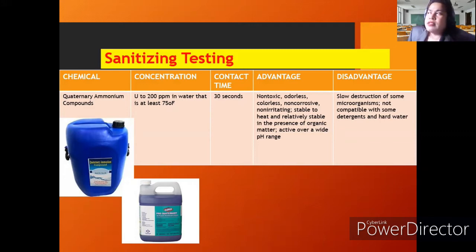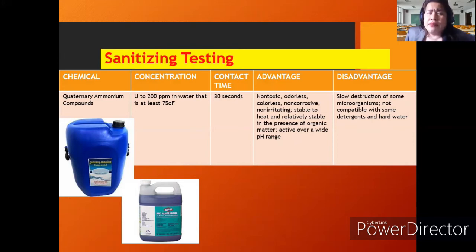But then again, still meron pa rin siyang disadvantage. The disadvantage of using quaternary ammonium compounds as a chemical sanitizer, so it's slow destruction of some microorganisms. So not compatible with some detergents and hard water. So again, medyo mabagal siya when it comes to killing all bacteria in any kitchen surfaces or yung mga tools and equipment natin. So nakakapatay siya pero mabagal.